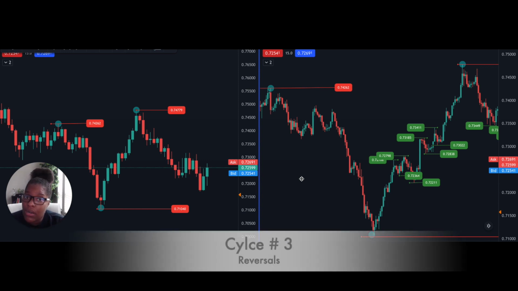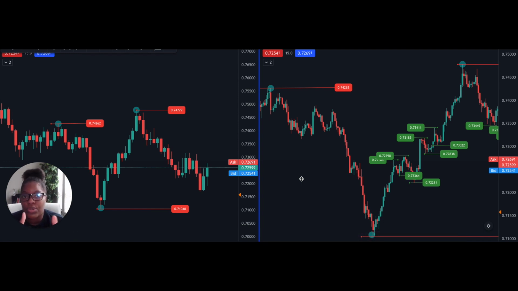Then you have reversals, which is where price goes from a full downtrend to an uptrend, or a full uptrend to a downtrend. Okay, so let's go ahead and take a look at this overall, right?